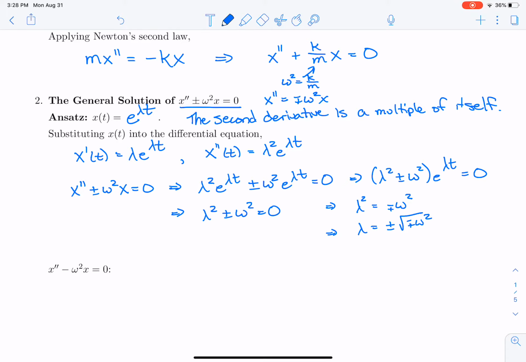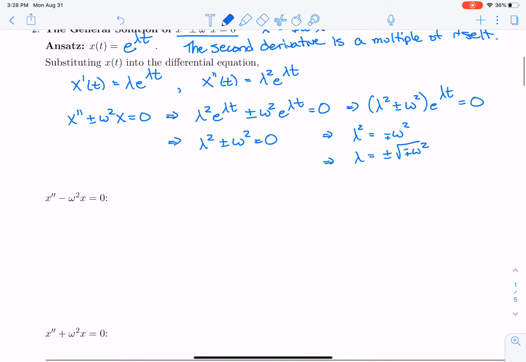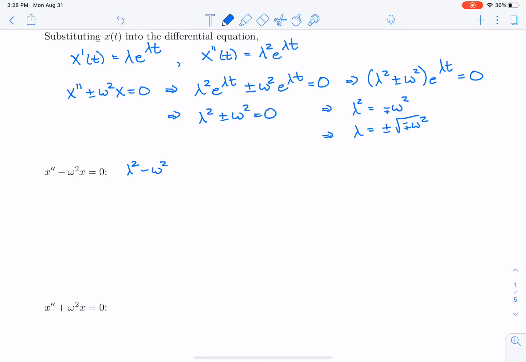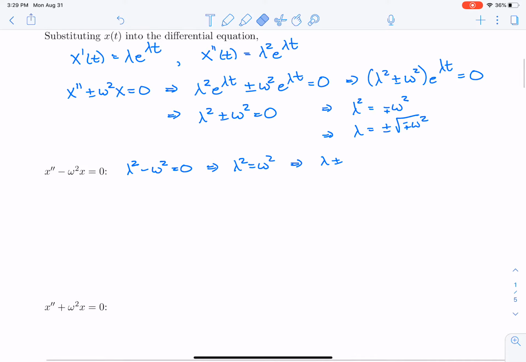It should be plus or minus the square root of a negative or positive omega squared. So that really gives us two cases. One where that square root is going to be a real number, and one where it's going to be an imaginary number. So let's move into that first case where we're going to get a real number. If we look at the equation x double prime minus omega squared x equal to 0, in that instance, we have that lambda squared minus omega squared is equal to 0. That tells us that lambda squared equals omega squared. So lambda must be plus or minus omega.